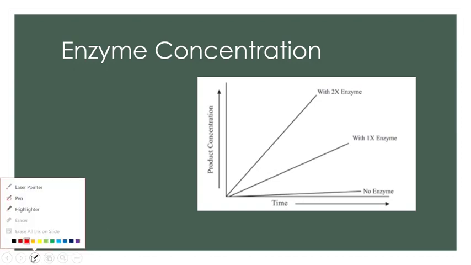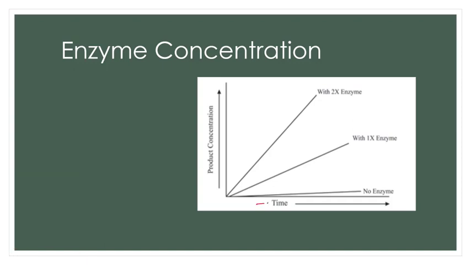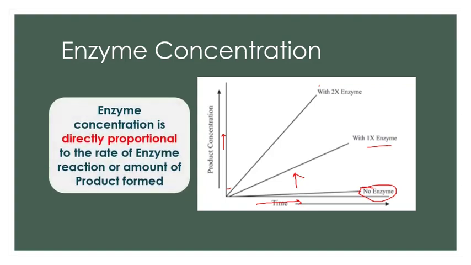For example, if you see in this case, on the x-axis we are plotting time and on the y-axis we are seeing how much enzymatic activity is occurring or how much product is formed. Initially, when there is no enzyme, literally no product is formed. When there is 1x of enzyme, you can see the rate of enzymatic activity has increased. And if there are more enzymes present, the enzymatic activity increases to a higher rate. So it is directly proportional to the concentration of the enzyme. The more enzymes present, the more substrate will be converted into product.